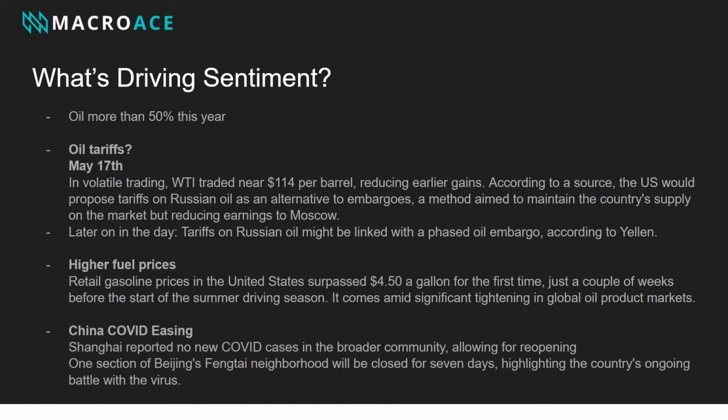And then China COVID easing. So again, this is more of a pickup in demand as well. Why we had seen WTI see an appreciation yesterday. So you had Shanghai that reported no new COVID cases in the broader community, allowing for reopening. Again, the more demand there is, the higher oil prices go. One section of Beijing's Fengtai neighborhood will be closed for 7 days, highlighting the country's ongoing battle with the virus.